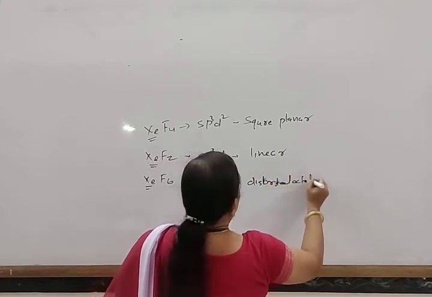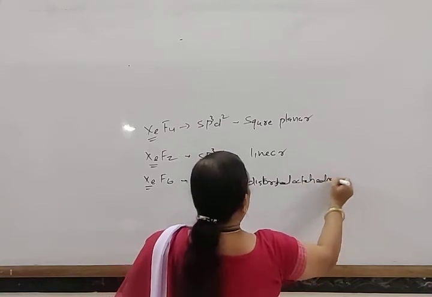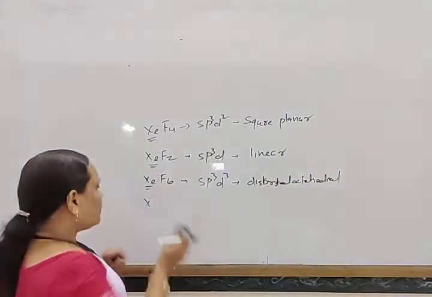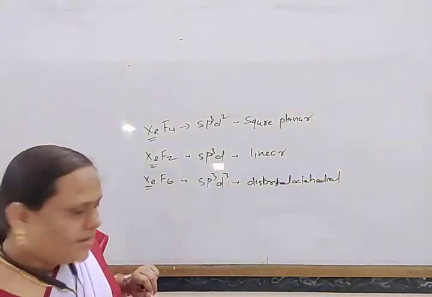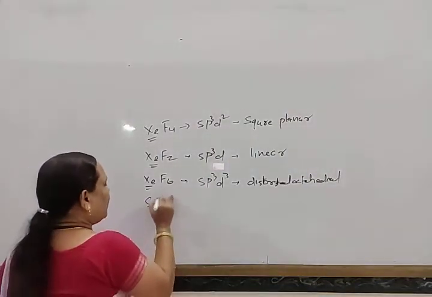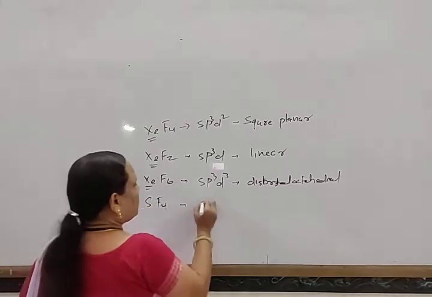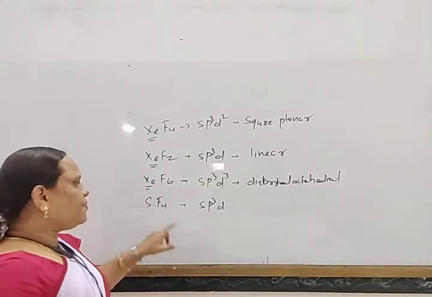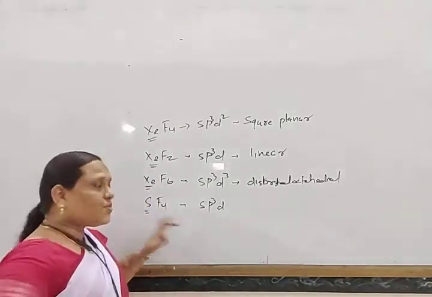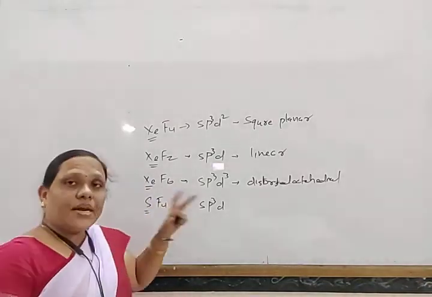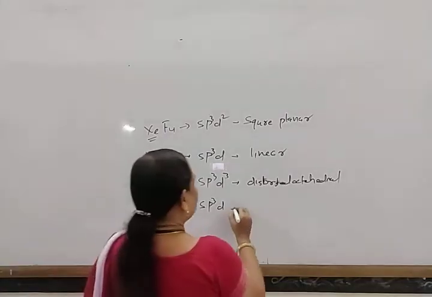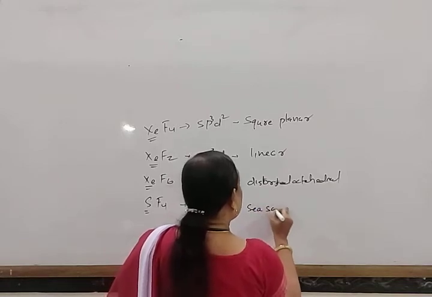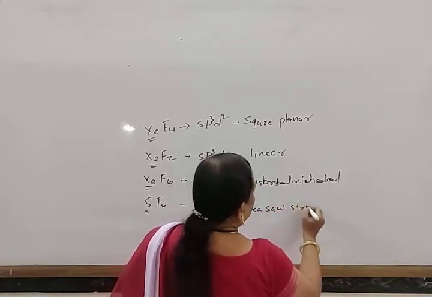Distorted octahedral. Similarly, in case of SF4, here the central atom undergoes sp3d hybridization. Its structure should be trigonal bipyramidal, but it has a seesaw structure. Seesaw shape.